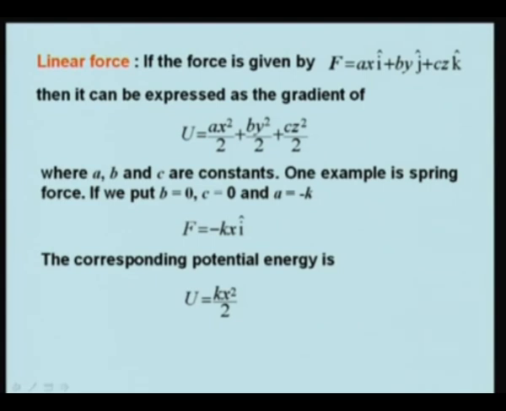One example is a spring force. If we put B is equal to 0, C is equal to 0 and A is equal to minus k, we get a force field that is F is equal to minus kx i. The corresponding potential energy from this is U is equal to kx square by 2. So, the spring force is a conservative force.